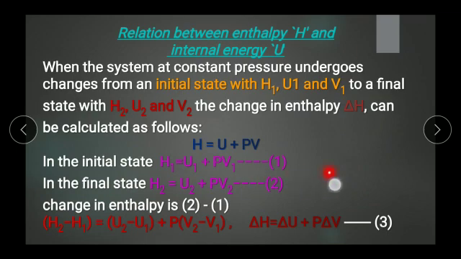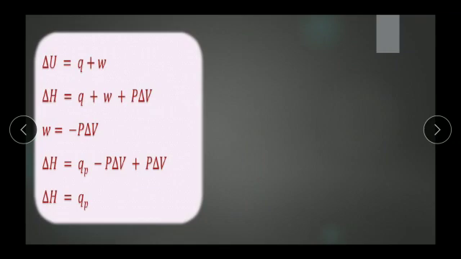So we subtract 1 from 2. We get H2 minus H1 is equal to U2 minus U1 plus P into V2 minus V1. Then del H is equal to del U plus P del V. Now we calculate the change in enthalpy del H. Del U is equal to Q plus W as per the first law of thermodynamics. Same value we substitute in the del H formula. We get del H is equal to Q plus W plus P del V.